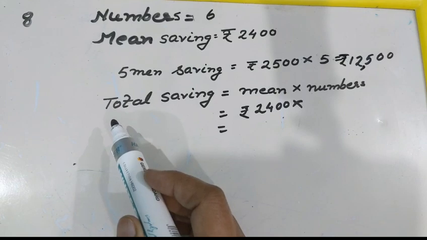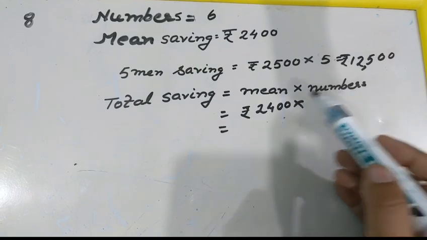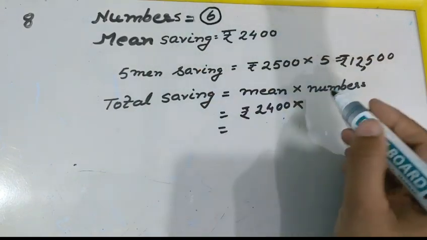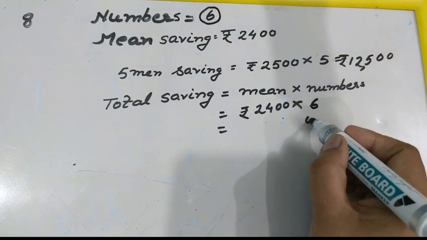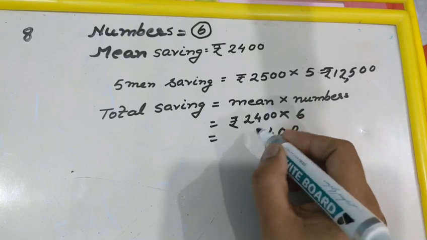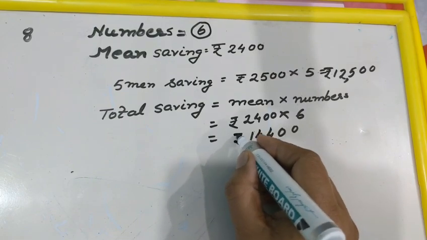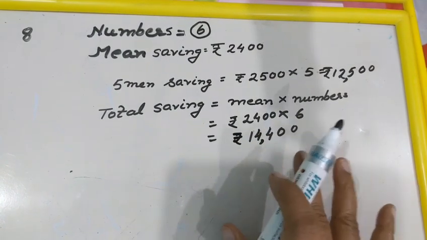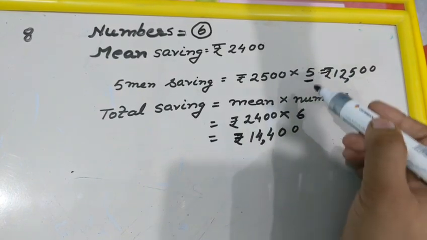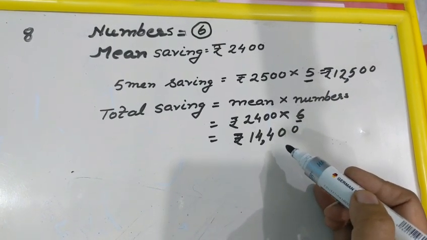Now let's find the total sum. Do you remember how to find the sum of observations? Sum of observations equals mean into number of observations. Mean is rupees 2,400 and the number of observations is 6. So let's multiply: 0, 0, 6 4s are 24, 4 down 2 carry over, 6 2s are 12 plus 2 is 14. Any doubt? So rupees 14,400. It's very clear. This is the saving of 6 men and this is the saving of 5 men. So when you subtract the 2, the difference of the 2 is the saving of the 6th man.